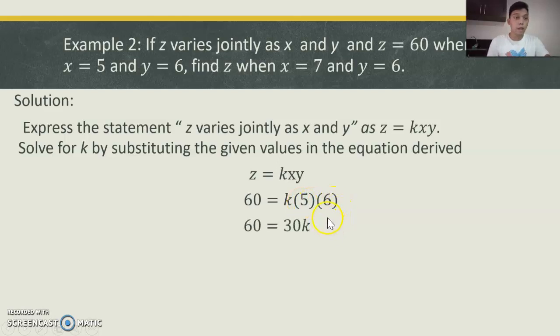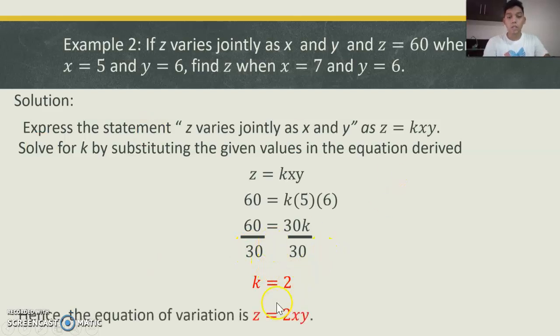30k. So what should be divided on both sides in order for the coefficient of k to become 1? It should be 30. So we divide both sides by 30, and that gives us the constant of variation as 2, because 60 divided by 30 is 2. Therefore, our equation is z is equal to 2xy.